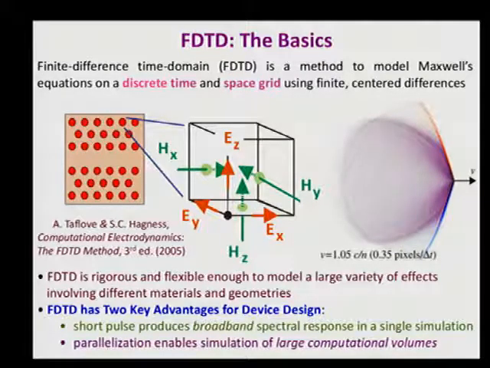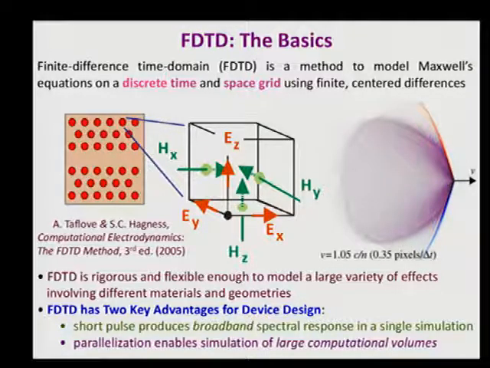Finite difference time domain, FDTD, is a method to model Maxwell's equations on a discrete time and space grid using finite centered differences. FDTD has a rather long history dating back to the 1960s when the first attempts were made to solve Maxwell's equations on a computer. The key advantages of FDTD are its simplicity and its generality.